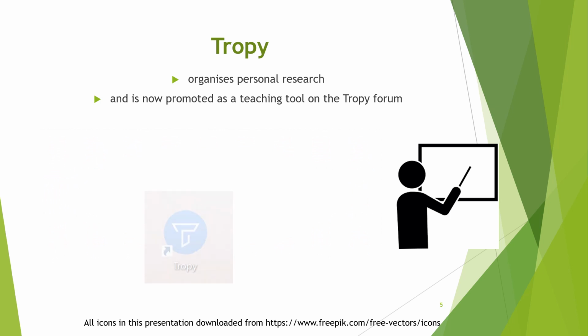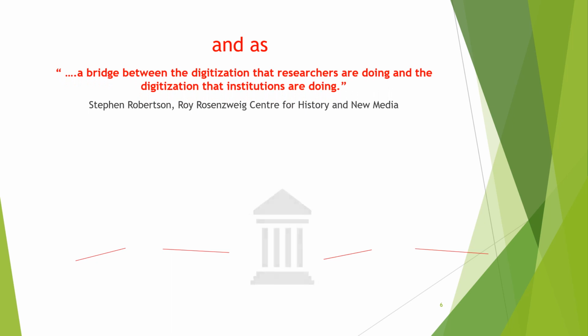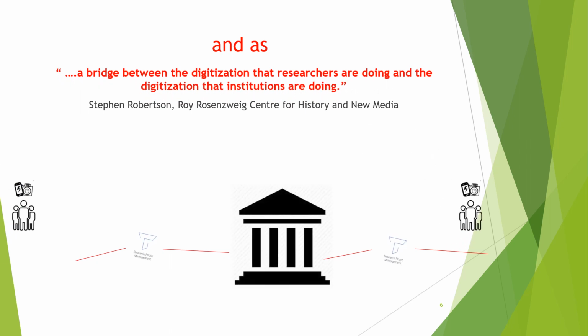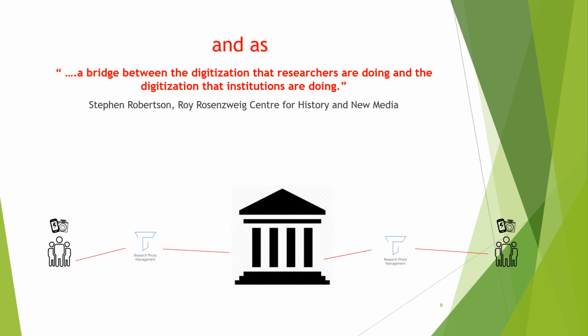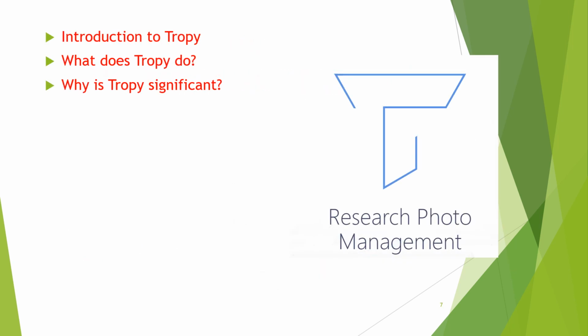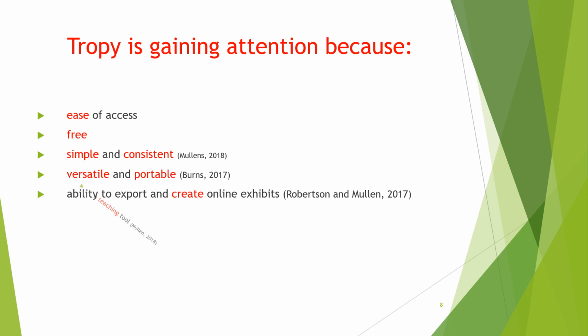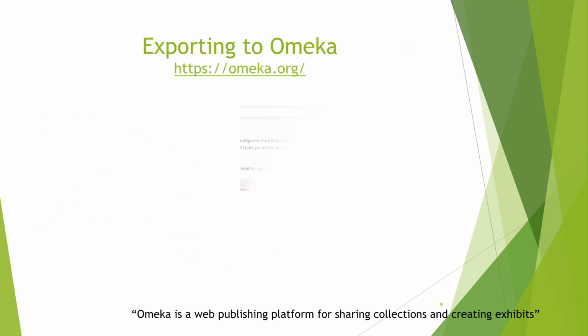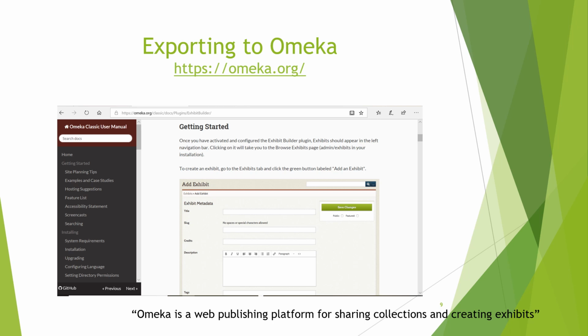As well as making order from disorder, Tropy is also being used to teach. And now is being suggested as a tool for something else, collaboration. Instead of collecting in isolation, Tropy can enable sharing between researchers and institutions. Why is it significant? Tropy is gaining attention because of its ease of use and its usefulness in the research processes. Amica is a publishing platform that accepts collections from Tropy and can be used by institutions or individuals.